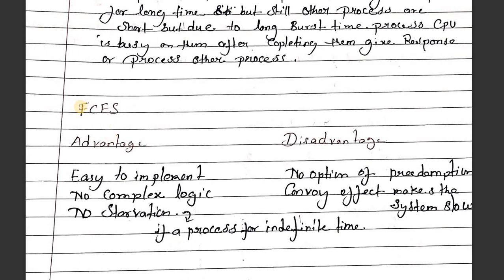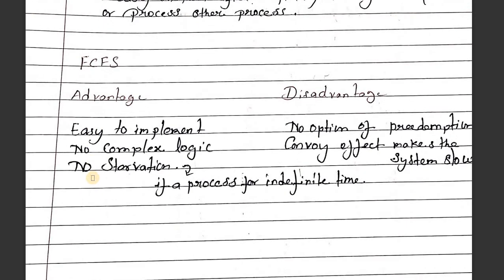Then the advantages of FCFS. Here are the advantages of first come first serve scheduling. Advantage: it is easy to implement due to its simplicity. No complex logic is required. No starvation if the processes have definite time. And the disadvantage: no option of redemption.